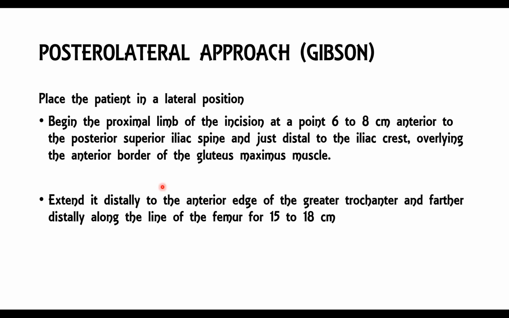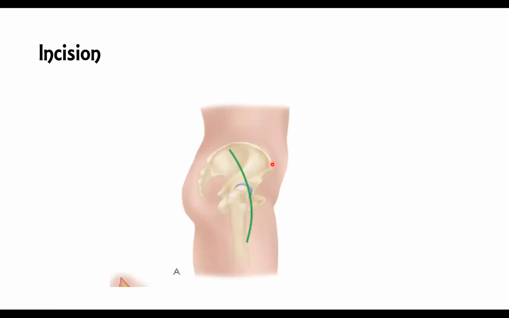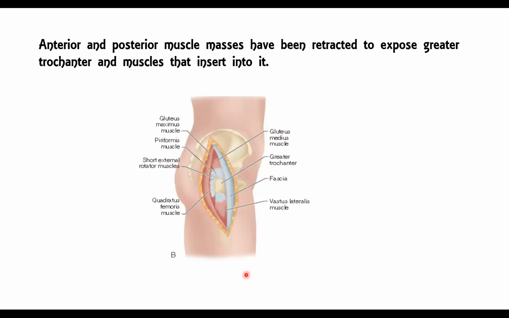Okay, overlying the anterior border of the gluteus maximus. This is the anterior border of the gluteus maximus muscle. Okay, extend it distally over the anterior edge of the greater trochanter. See the difference? Anterior edge of the gluteus maximus, anterior edge of the greater trochanter. Then it is always along the shaft of the femur, coming as a lateral incision. Okay, that is the so-called posterolateral approach of Gibson. This is the incision. You can see it is coming anteriorly. A curvilinear incision coming anteriorly. Okay, and then it is going towards the shaft.